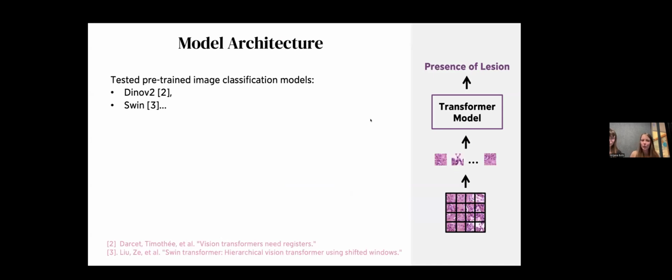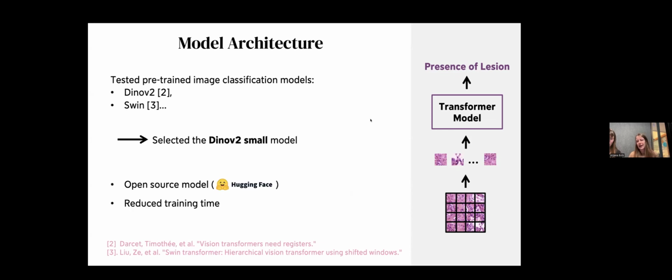The way we chose our model architecture was by testing several pre-trained image classification models. From convolutional models to transformers, we finally decided, based on results, on transformer models such as DINOv2 and SWIN. You can see in the image on the right, we first have a patch, then we split this patch into smaller patches that are given to the transformer model. And then using this transformer architecture, we predict the presence or absence of lesions.